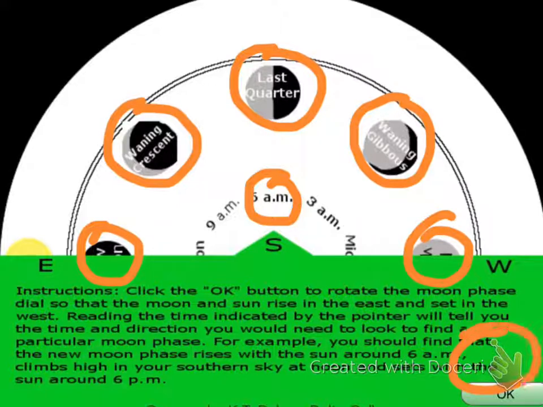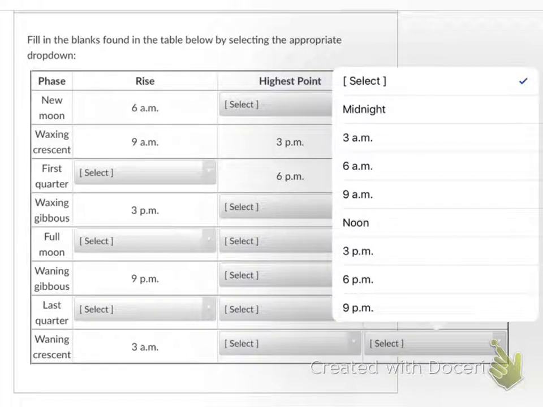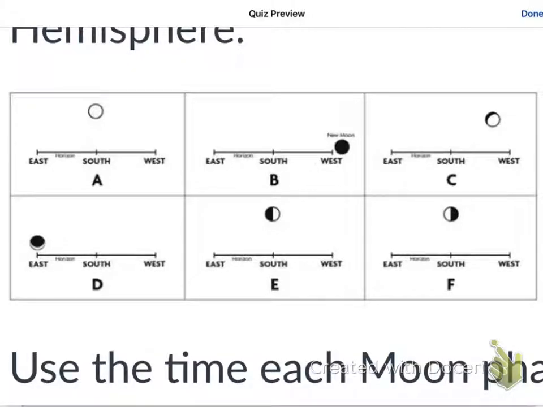And again, you'll use the little OK button to advance through. But then, by effectively using that simulation, you'll be able to fill out this table that's really the bulk of question 1, where you're going to choose for these various moon phases what time they rise, what time they're at their highest point in the sky, and what time they set. And you just use a bunch of drop downs to figure that out.